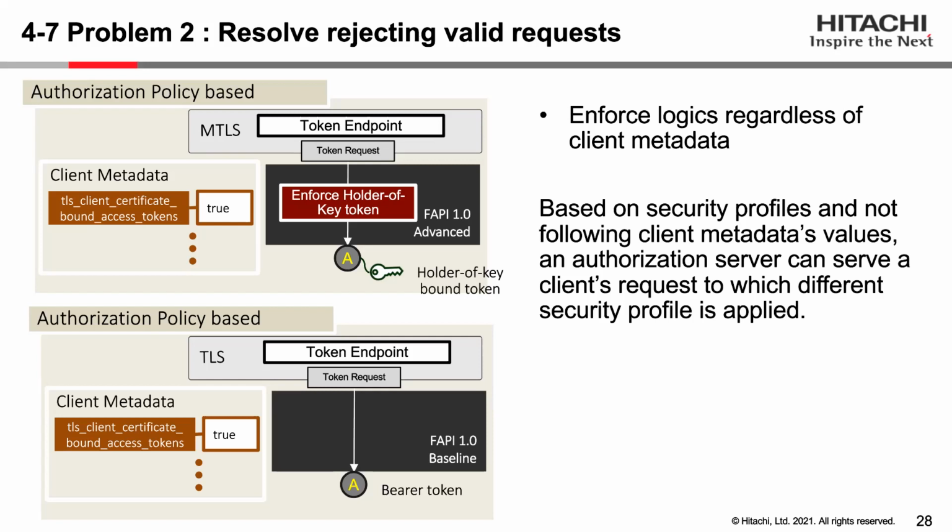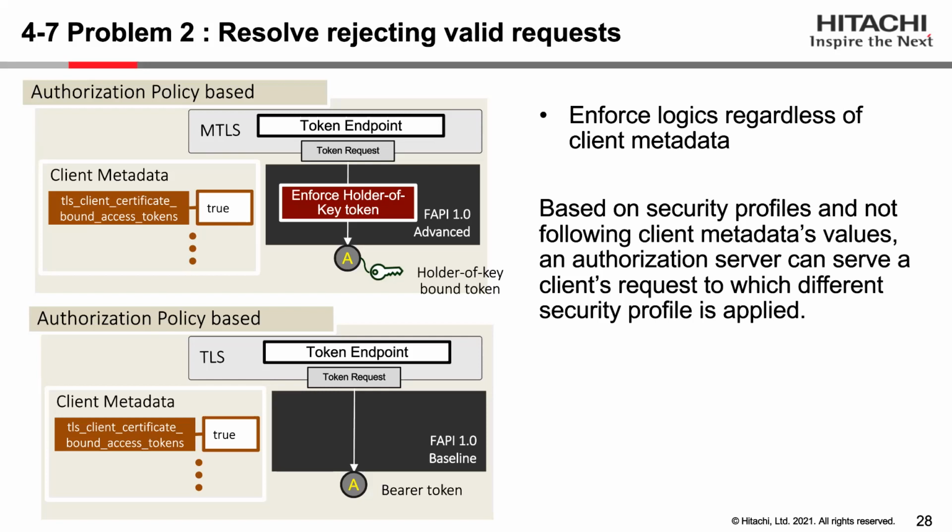Why? If the client wants to access the read API and sends the token request to the OAuth server under ordinary TLS, then the authorization policy based logic accepts this request and issues a bearer token and sends it back to the client. The client metadata-based logic may reject this request because this client didn't send a client certificate to the auth server under the mutual TLS handshake. But however, the authorization policy-based logic can successfully accept this valid client's request.